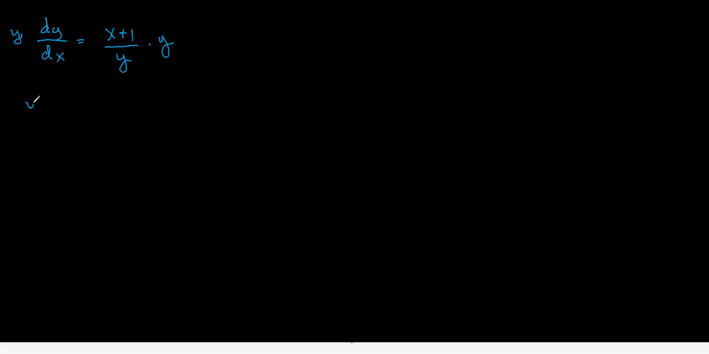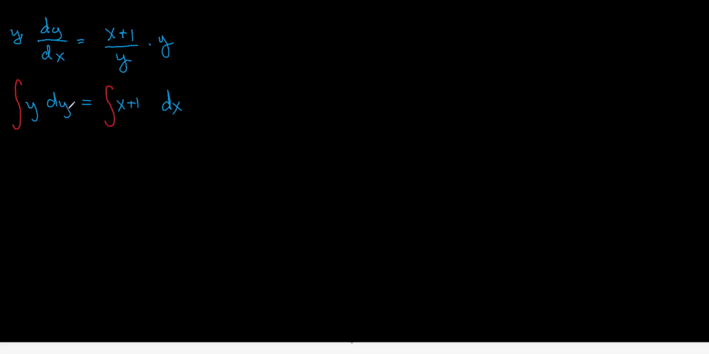So what I end up obtaining on the left is y dy. And on the right-hand side, I have this x plus 1 that was sitting there. The y's canceled out, and I have dx. So I've separated the variables. Once I've separated the variables, I can integrate both sides.